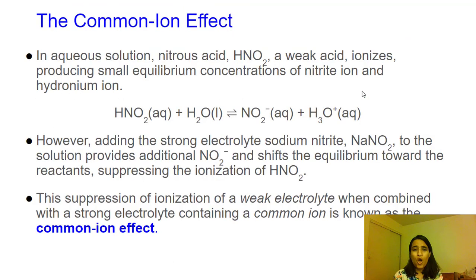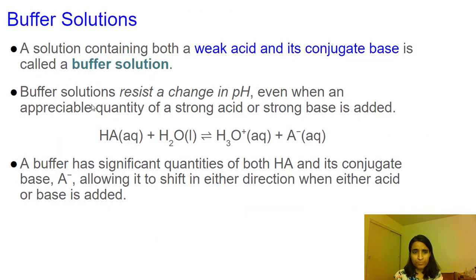So this is known as the common ion effect. The acid is a weak acid, so it produces small equilibrium concentrations, right? However, if you add the ion which it is producing, we see that the equilibrium shifts towards the reactants and it suppresses the ionization of the acid. This suppression of the ionization of a weak acid or a weak base is known as the common ion effect. And we see this in buffers a lot.